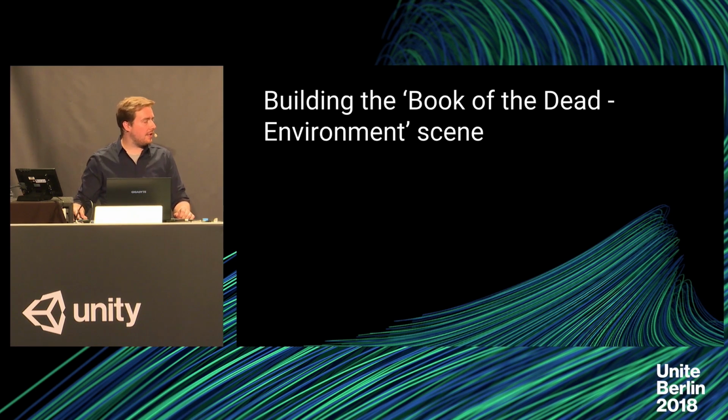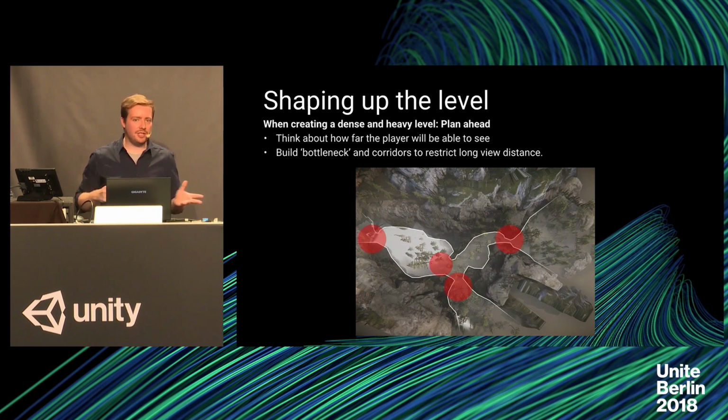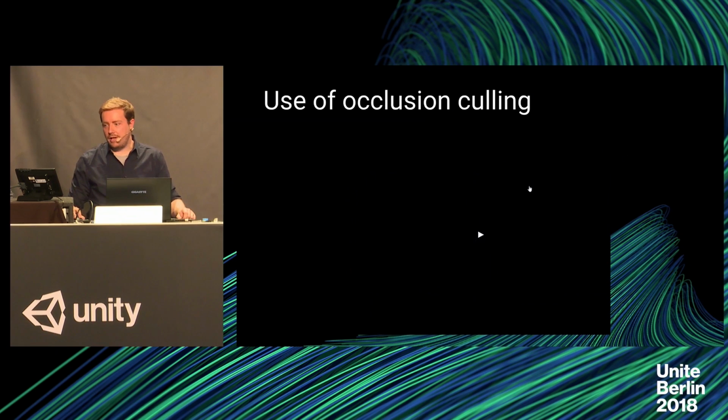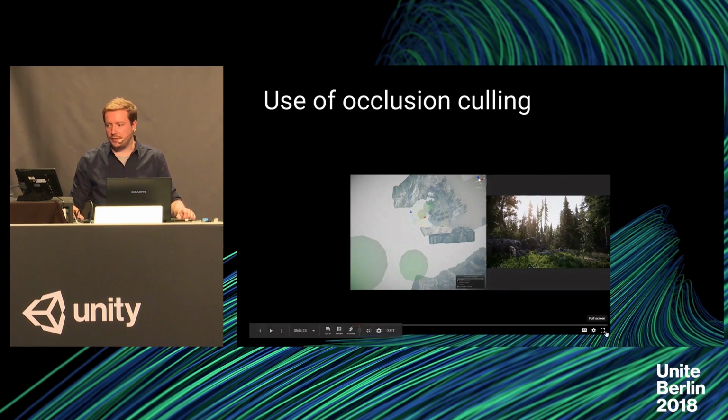Yes, the first thing I did when I started working on this project, and it's basically the same as what I do whenever I start working on any project before any new level, is to try to figure out the shape of the level, to prepare a bit, so your level will be at least somewhat optimized. So you need to think about the view distance that you have. In this situation, it's to try to build some bottlenecks and corridors to occlude the view distance. Once you have this, then you can have some occlusion culling in your scene.